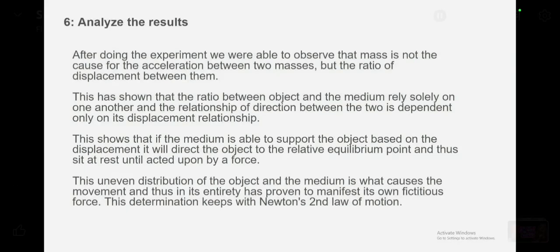Then we move on. Okay, so he says, analyse the results. After doing the experiment, we were able to observe the mass is not the cause for the acceleration between the two masses, but the ratio of displacement between them. So the ratio of displacement, not the ratio of the densities. You didn't even measure displacement either, Flats. You didn't measure anything, displacement or density of anything.